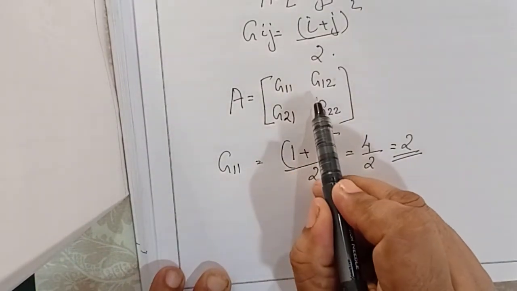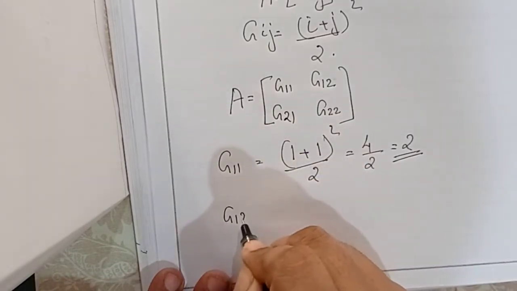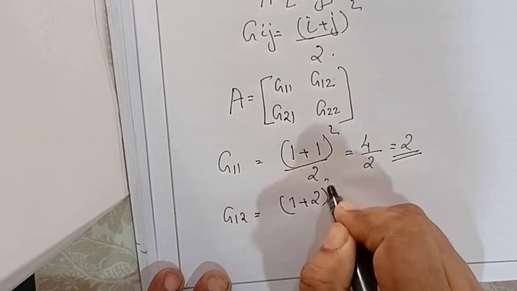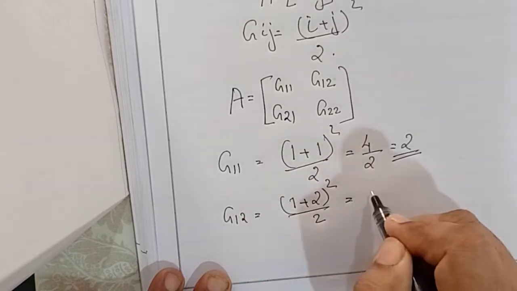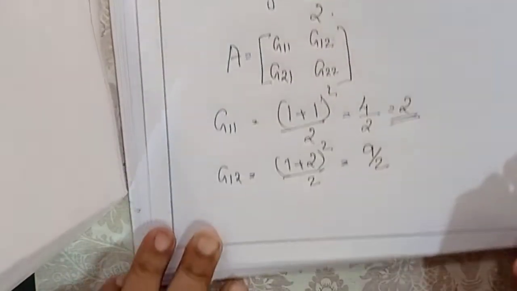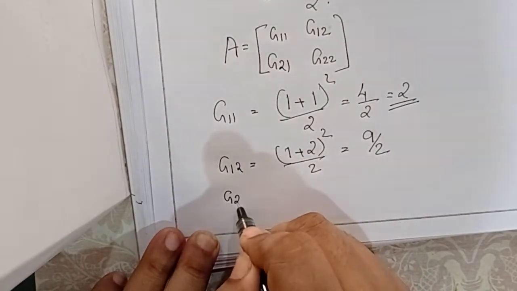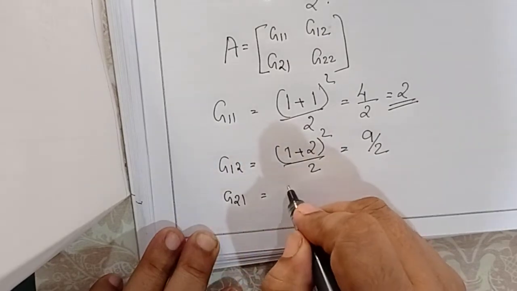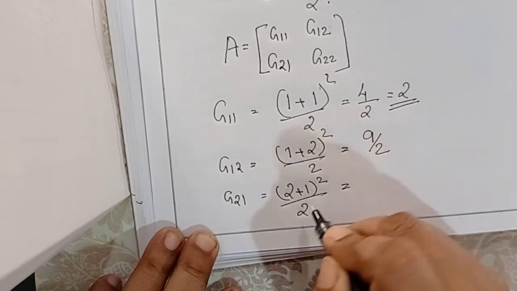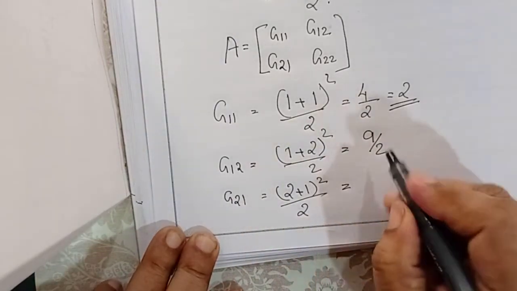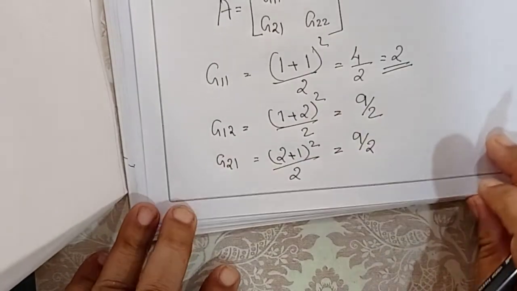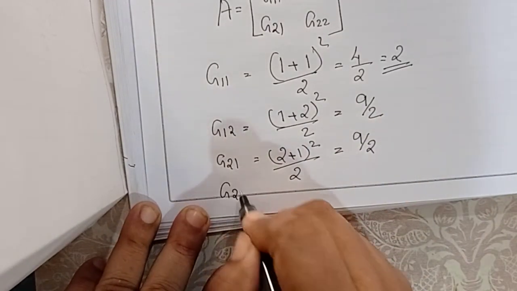Then we need this A12. A12 is (1 plus 2) the whole square by 2. 3 square 9, 9 by 2. Agree? Then we need A21. A21 means (2 plus 1) the whole square by 2. What is 2 plus 1 the whole square? Yes, that is also 9 by 2. Agree?